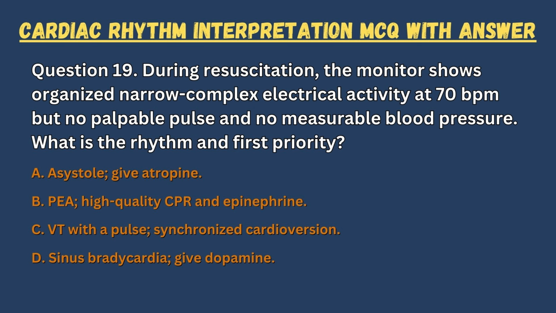Question 19. During resuscitation, the monitor shows organized narrow complex electrical activity at 70 BPM, but no palpable pulse and no measurable blood pressure. What is the rhythm and first priority? A. Asystole, give atropine. B. PEA, high-quality CPR and epinephrine. C. VT with a pulse, synchronized cardioversion. D. Sinus bradycardia, give dopamine.